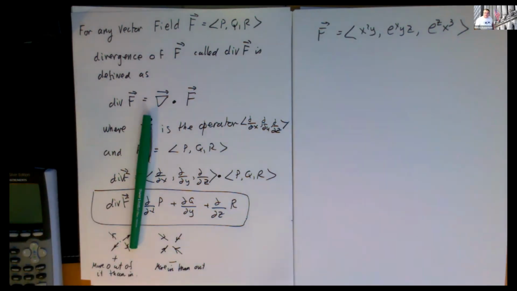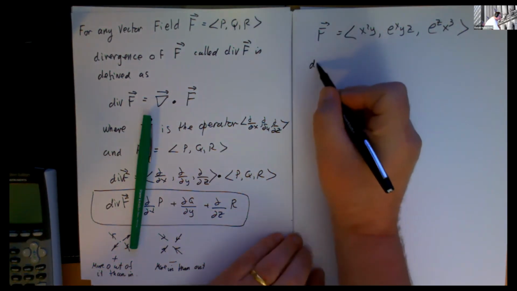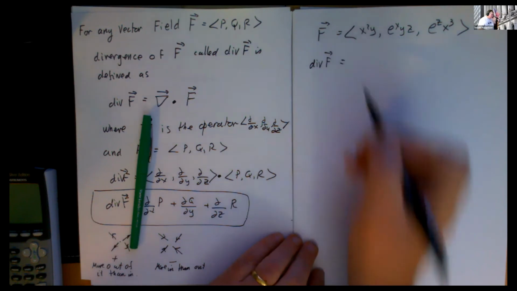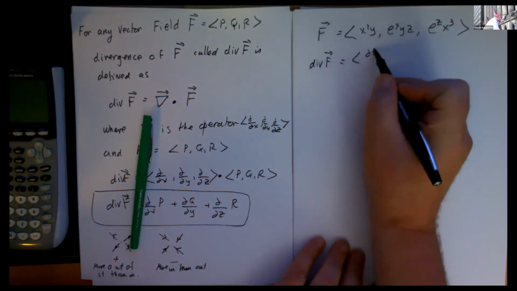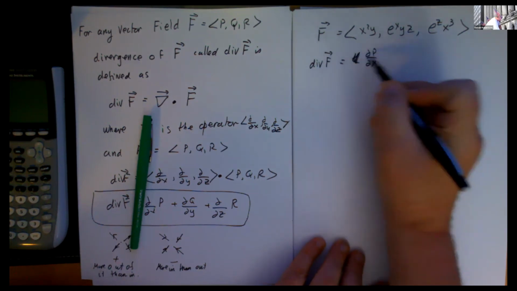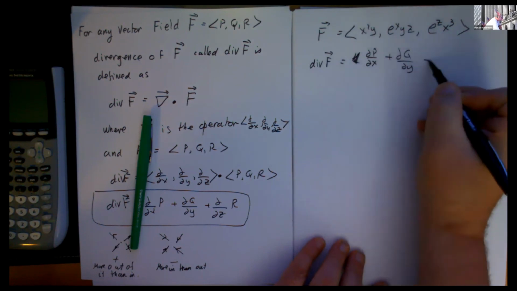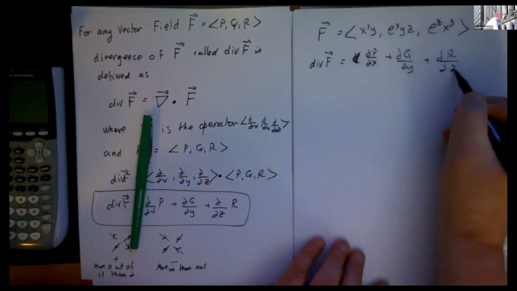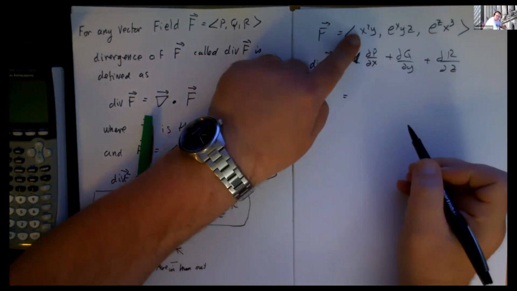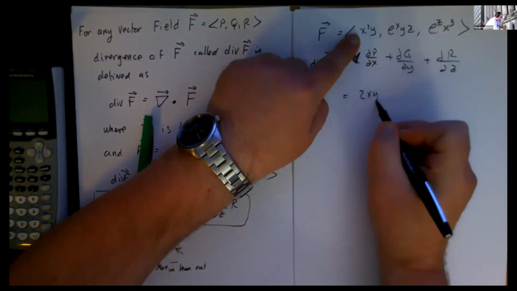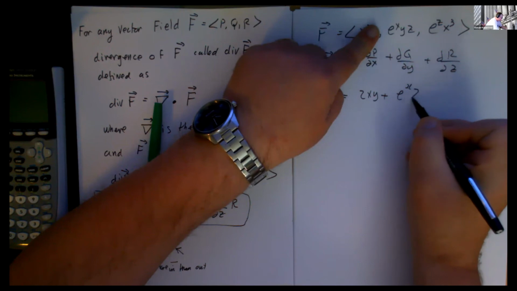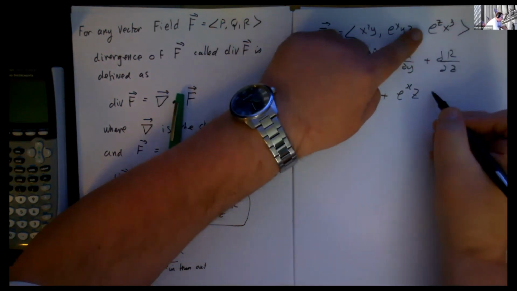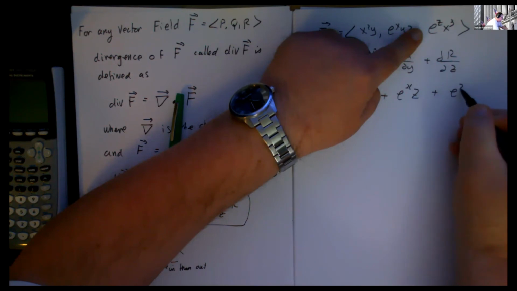So suppose that's your vector field F, and you're being asked to find its divergence. Well, according to our formula, it's the first guy with respect to x, plus the second guy with respect to y, plus the third guy's partial derivative with respect to z. You do the first term with respect to x, you get 2xy. You do the second one with respect to y, and you get e to the x, z. And you do the third one with respect to z, and you get e to the z, x cubed.